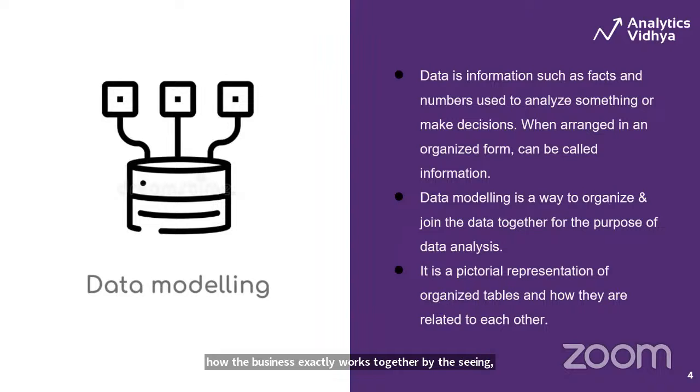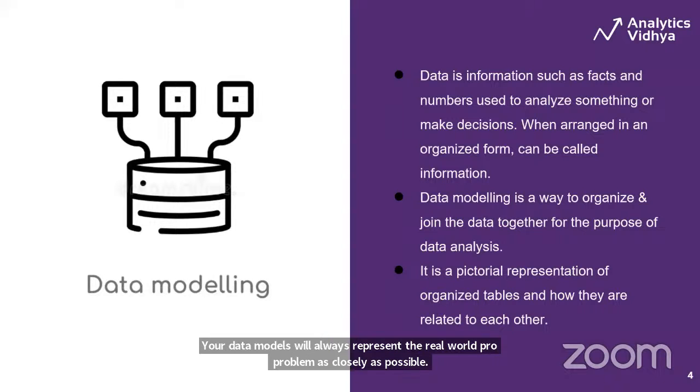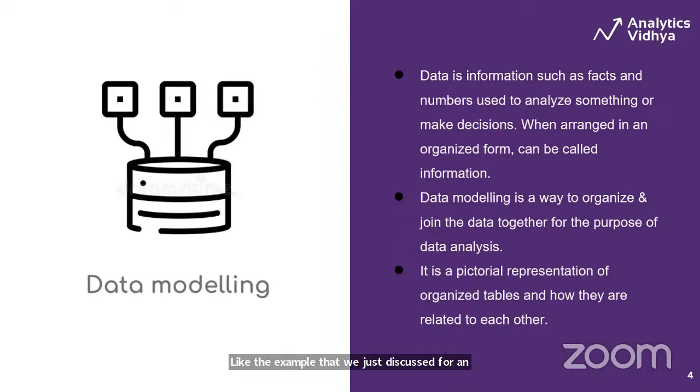Your data model shall always represent the real-world problem as closely as possible, like the example that we just discussed for an e-commerce website. If I have customers data, vendors data, product data, shipping details, address details, location details, what is the use of unnecessary details over there? For example, if I have the hobbies of a particular customer, is that really going to help me in my analysis? No, right? Is the age group going to help me? Yes. If we want to analyze what kind of customers, what age group of customers order a product each time, in that case we will need the proper details, and that is where data modeling comes into the picture.